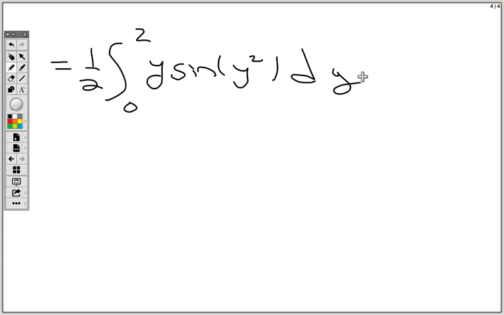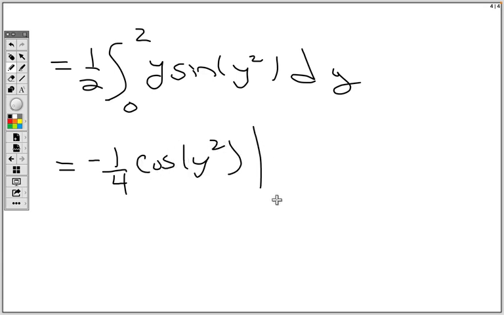And you see why this is nicer? Because what technique could you use to evaluate this integral? Yeah, you do a basic u-sub, or depending on how many of these sorts of things you've done, you can just get the antiderivative this way. If you take the derivative, you'd have a 2y come out. You just have 1y, so that would be a quarter. It is minus cosine y squared from y equals 0 to y equals 2.